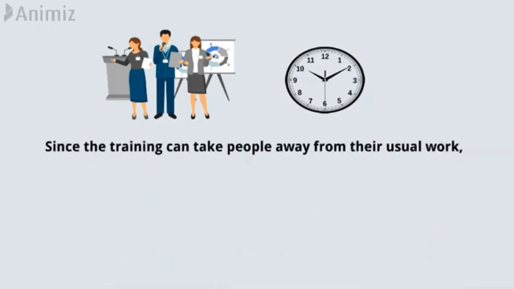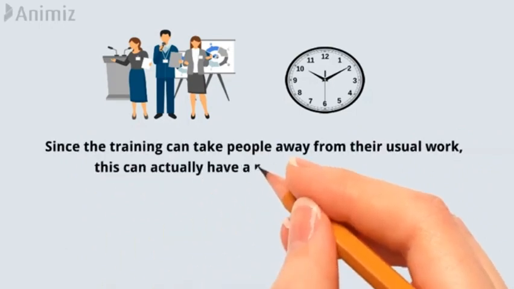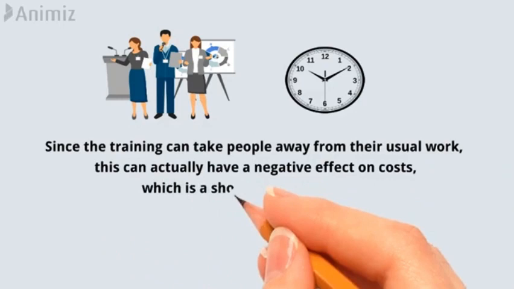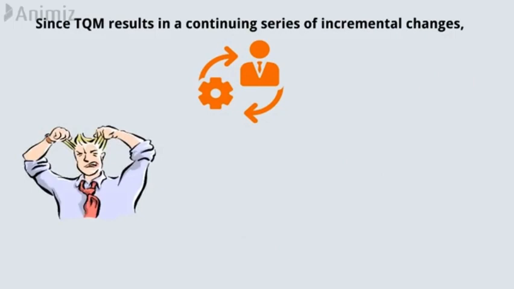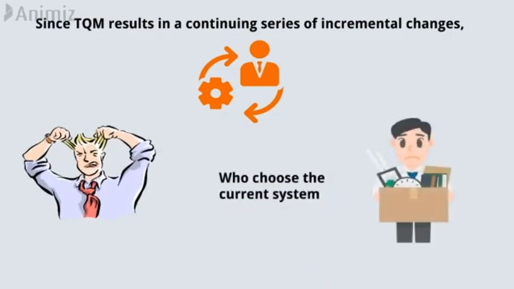Disadvantages of total quality management. TQM also requires a considerable training period for those employees involved in it. Since the training can take people away from their usual work, this can actually have a negative effect on costs, which is a short-term effect. Since total quality management results in a continuing series of incremental changes, it can develop a negative reaction from those employees who prefer the current system, or who feel that they may lose their jobs because of it.